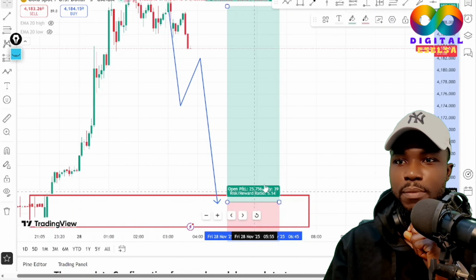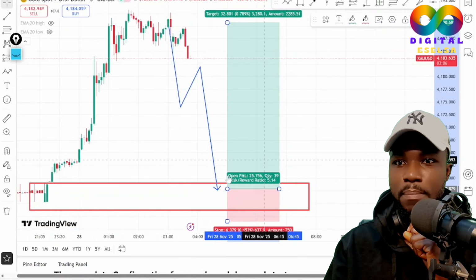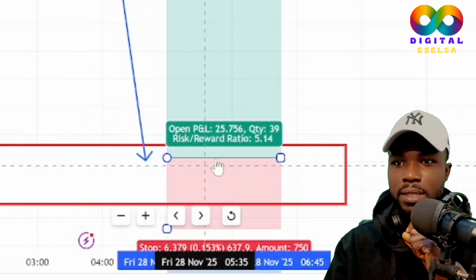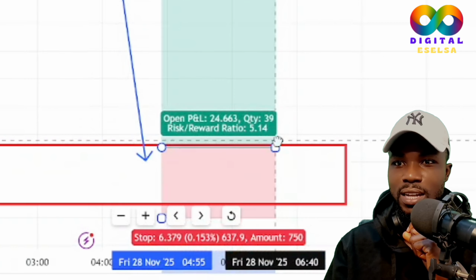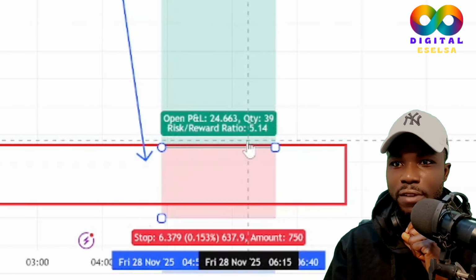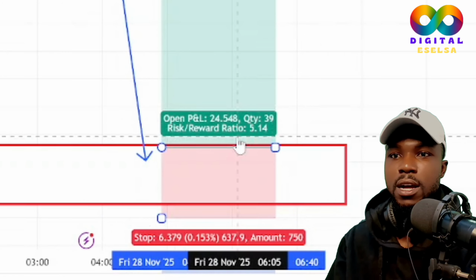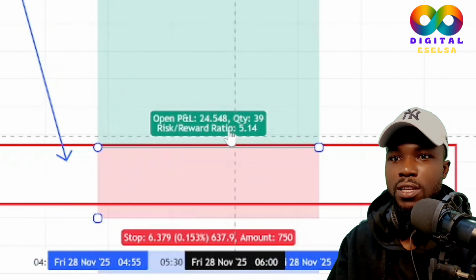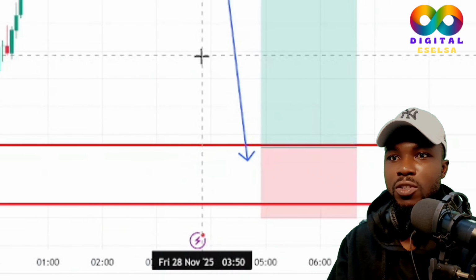If you check, if I'm able to take a trade here, I will set my buy limit order here. If I'm tapped in and the trade is triggered, you're going to see that I'm going to get at least a 1:5 risk reward ratio. If I zoom this place out, you're going to see, look at it, up to 1:5 risk reward ratio from that particular zone.